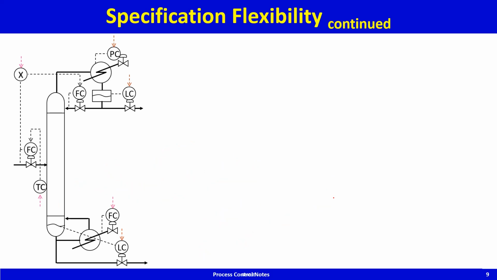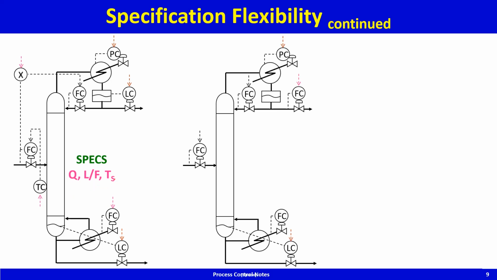And this control structure corresponds to these as the specs, where this is the TPM and these are the 2 specs corresponding to the steady state degrees of freedom of the column. You could have the TPM on the distillate, and then to hold the reflux drum level, you could manipulate the steam to the reboiler, or reboiler duty.